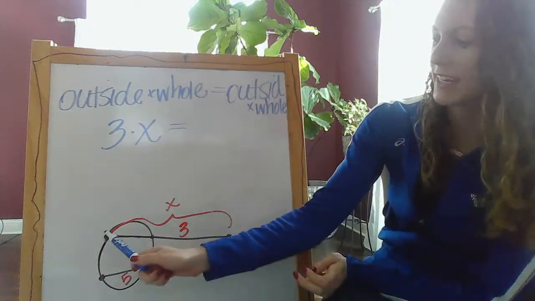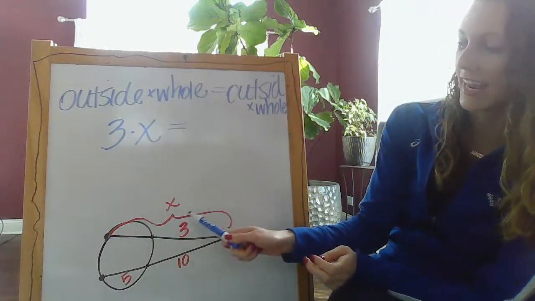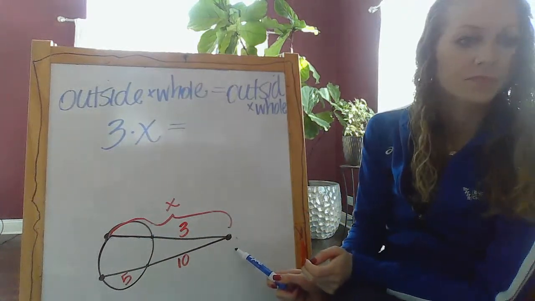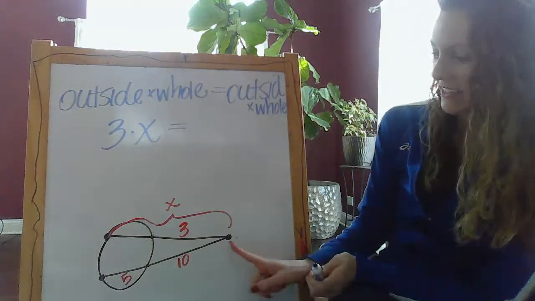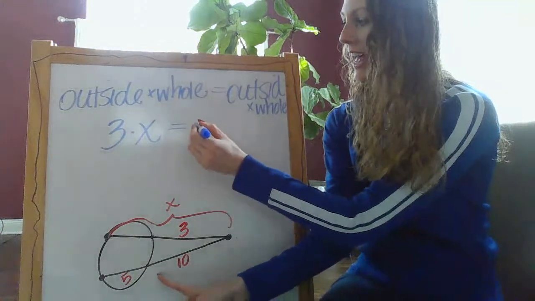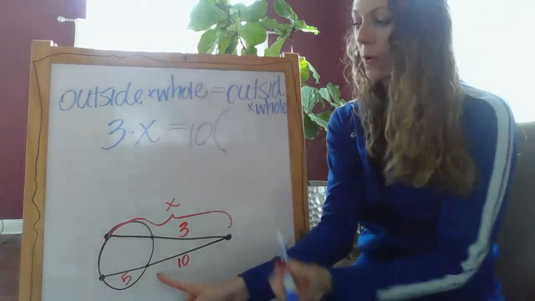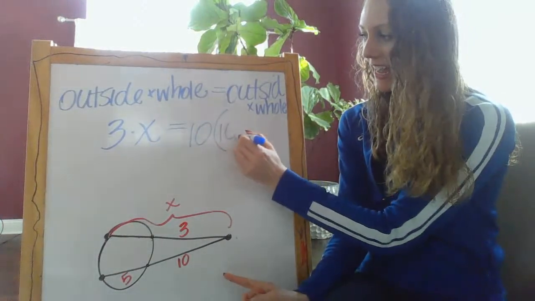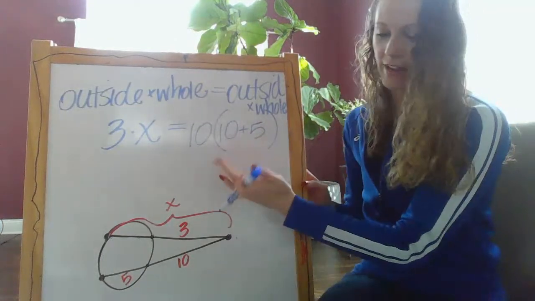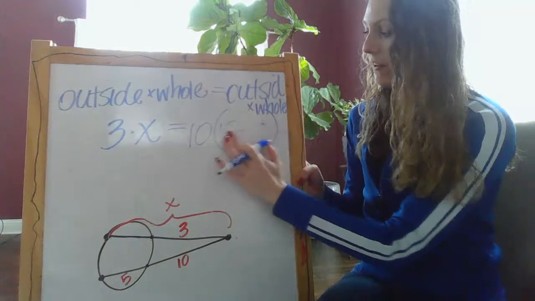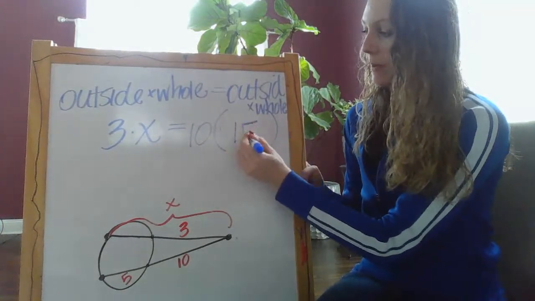Right now we are finding x. Yeah, we're finding this entire side length. 10 times 15. Yes, so outside part is 10. And then the whole length, we're adding the 10 and the 5 together to make it, we don't have to write it separately like that. We could just write 15, like some of you are already mentioning.